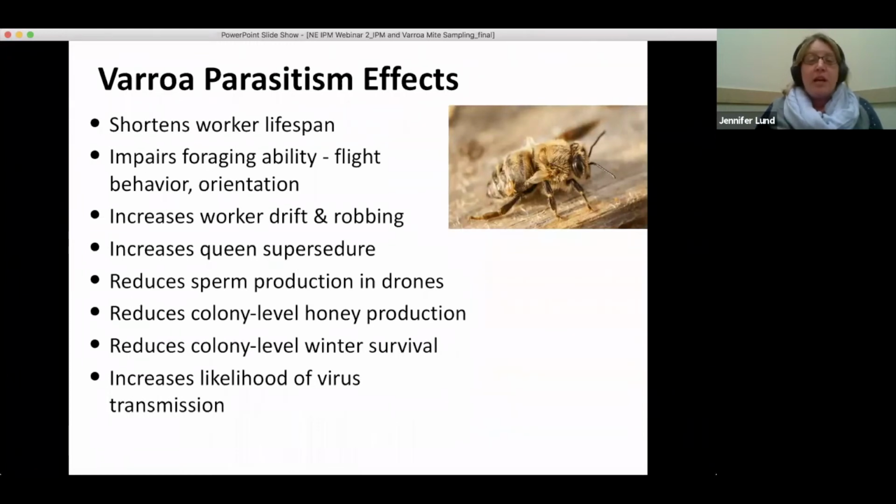And Varroa has lots and lots of effects on the bees, including shortening worker lifespan, impairing foraging ability, flight behavior, and orientation. It increases worker drift and robbing. It increases queen supersedure, it reduces sperm production in drones, it reduces colony level honey production, it reduces colony level winter survival, and it increases the likelihood of virus transmission. So this is all research that has been found over the last 20 years of some of these effects that Varroa has just in these hives. So they're really, really detrimental. So next slide.